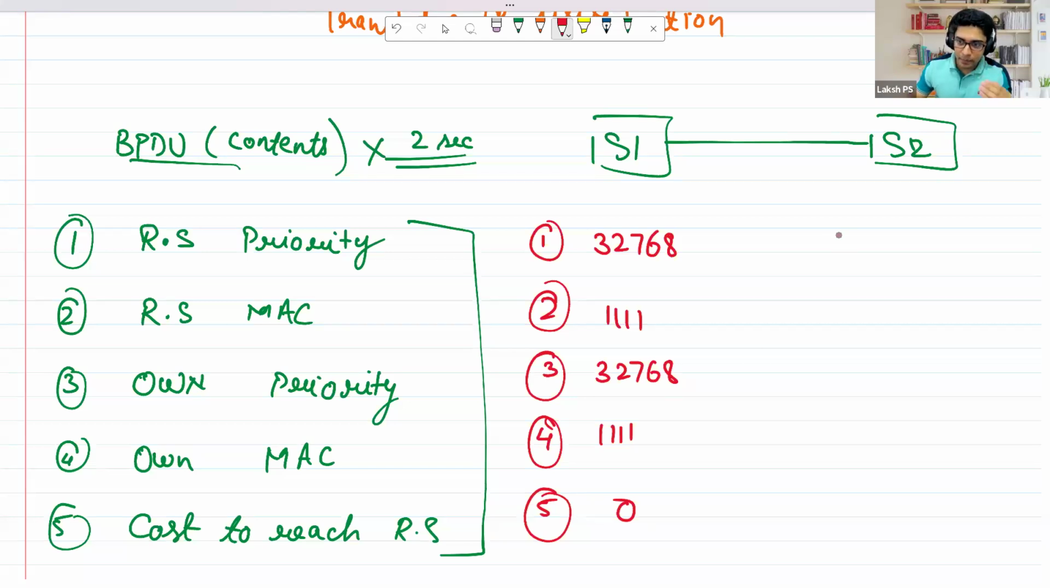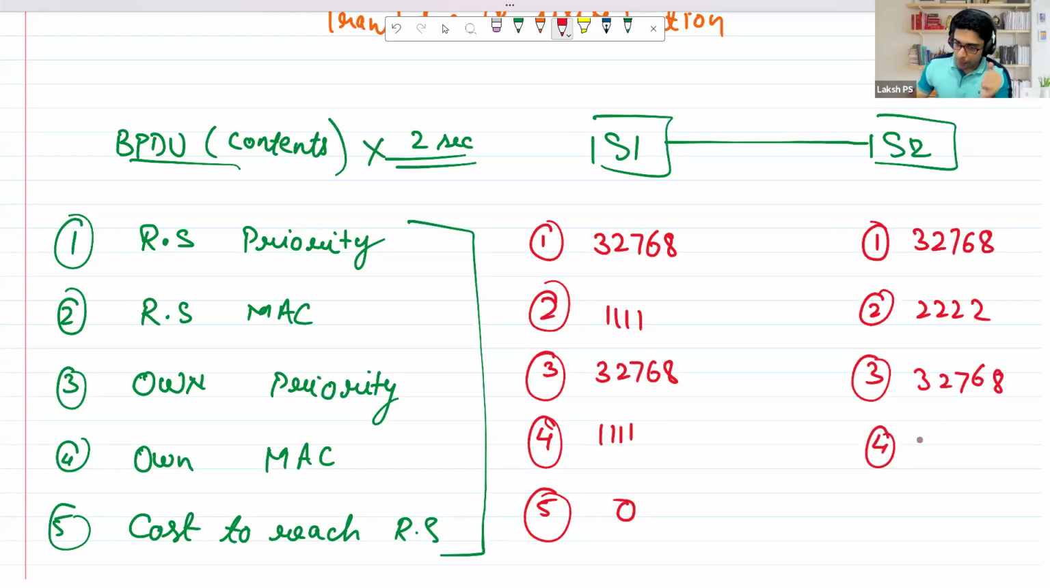The same BPDU contents will be created by switch 2. Switch 2 will say, I am the root switch, so the priority is 32768. The MAC address is going to be 2222. Third, its own priority, 32768, and its own MAC address 2222, and its cost to reach the root switch. Since it has assumed itself to be the root switch, it is 0.